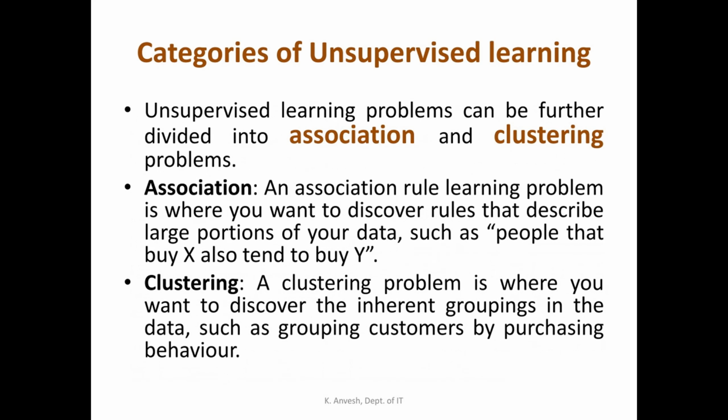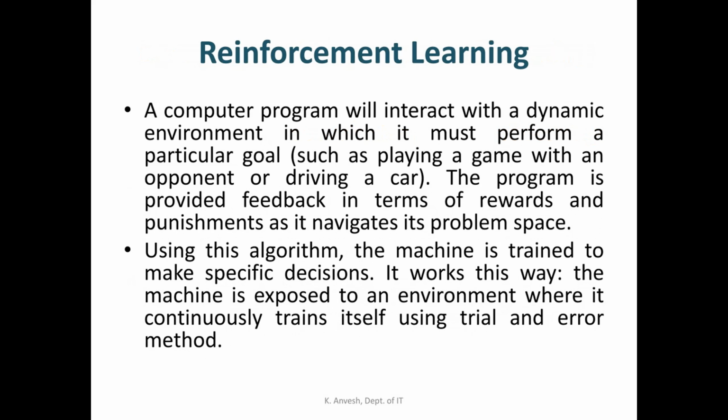Categories of unsupervised learning. Unsupervised learning problems can be further divided into association and clustering problems. Association: an association rule learning problem is where you want to discover rules that describe large portions of your data, such as people that buy X also tend to buy Y. Clustering: a clustering problem is where you want to discover the inherent groupings in the data, such as grouping customers by purchasing behavior.